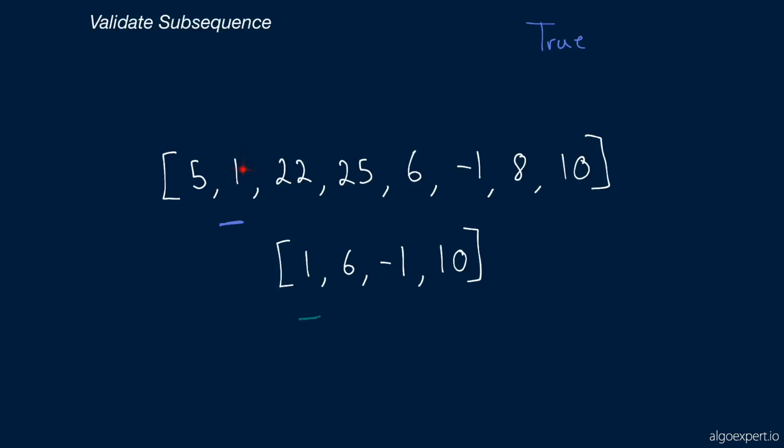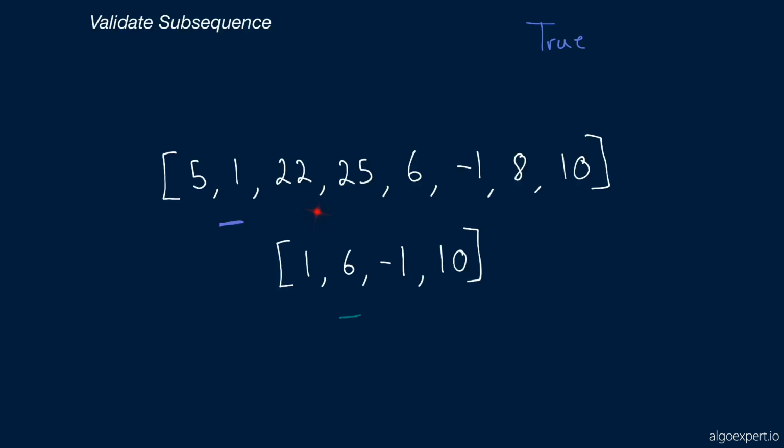Now it turns out here that the second element is the one we're looking for. This is a 1, and the element that we're looking for is 1. So at this point, we say, okay, we've found the first element in our potential subsequence. Now we need to look for the second element. We need to look for the number 6. So we're going to move our pointer in our potential subsequence to the next element. So the pointer now points to 6. And we're going to move our pointer in our main sequence forward.